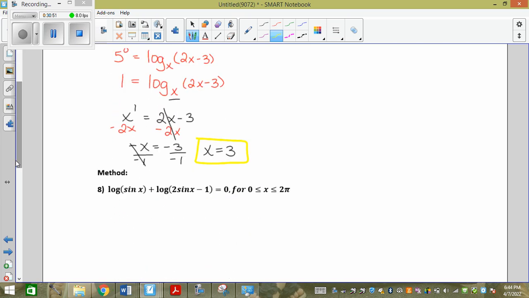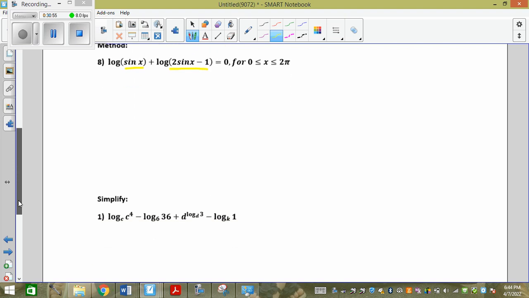We're going to skip this one because it has trig, and we haven't learned trig yet. Usually we do trig first. So we're going to skip that one.